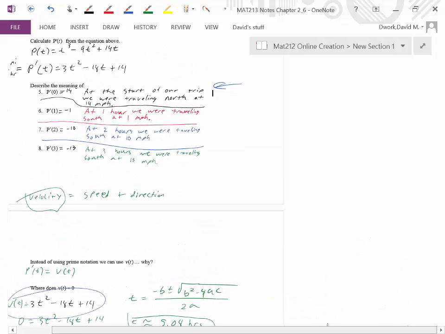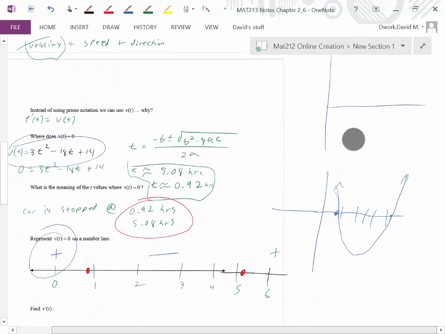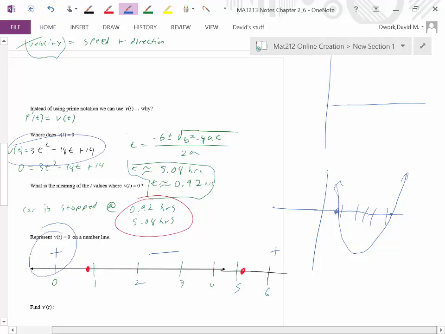So what does that mean about our position graph? If you think about your position graph, from 0 up to 0.92, it means we were going up. Then after 0.92, all of our derivatives were negative, which means our graph's going south. Our curve is traveling south. So no, we're no longer going up, we're now going south.